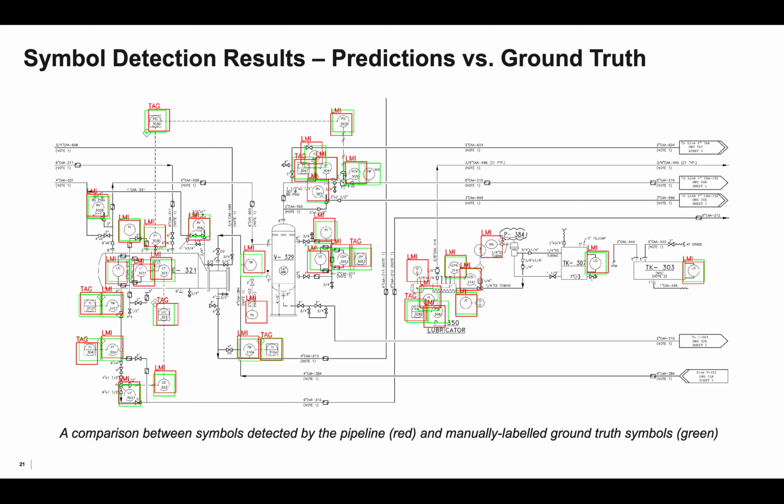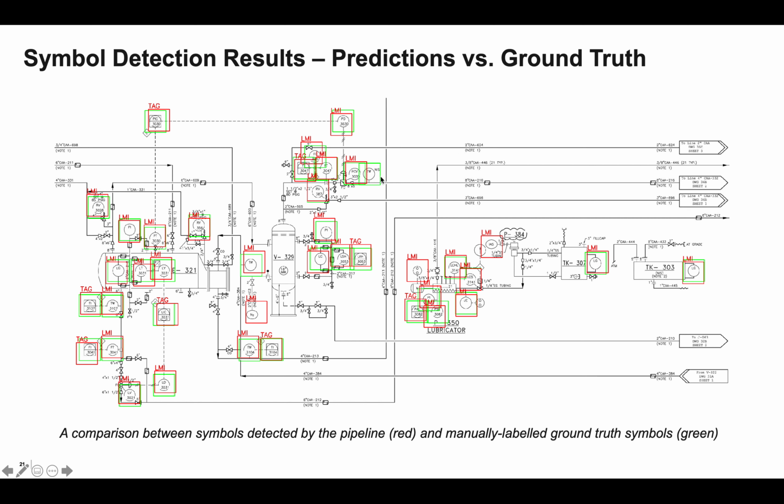Here is a comparison between the symbols detected by the pipeline, shown in red, and the ground truth symbols, which were manually labeled, shown in green. We see that there is a nice overlap between the predicted and ground truth symbols, and the model is doing a good job. There are a few errors, so a few false positives here, and here. So LMIs are not ovals, they're circles, and a few false negatives here as well. So this LMI was apparently not detected by the model.